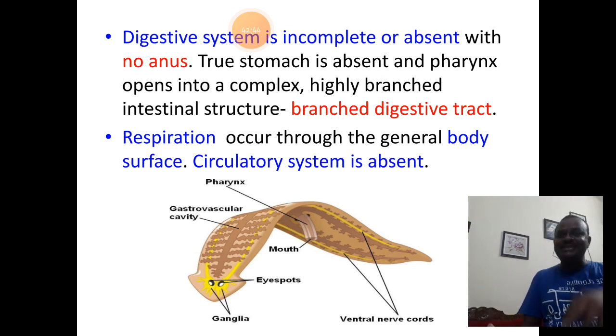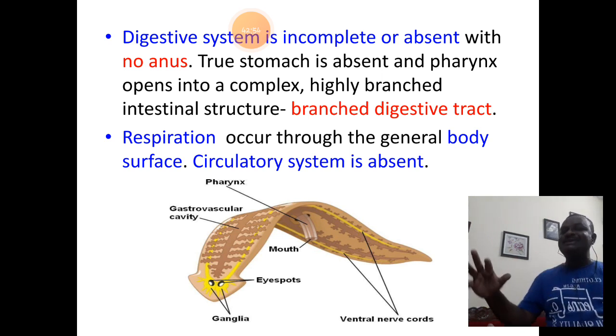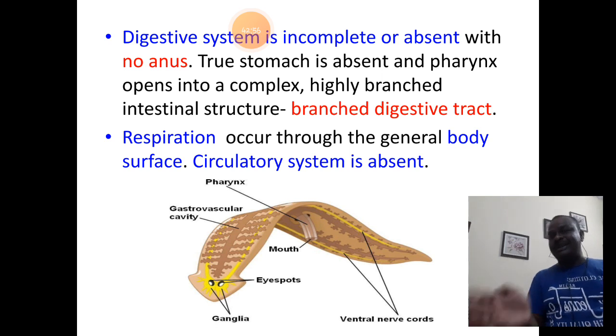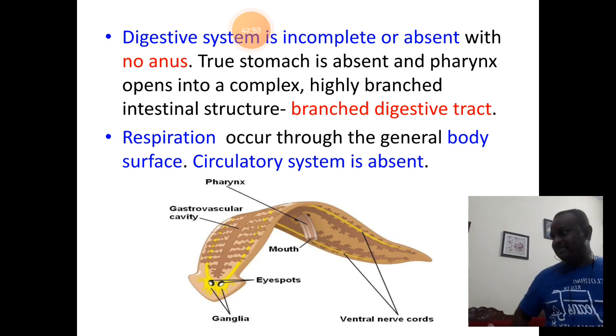So I cannot call it a complete digestive system, it is incomplete. There is an incomplete digestive system because of the absence of the anus. Then what are all the parts it includes? It has a mouth, it has pharynx, it has intestine.